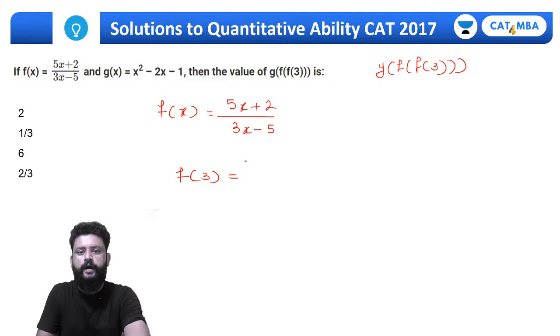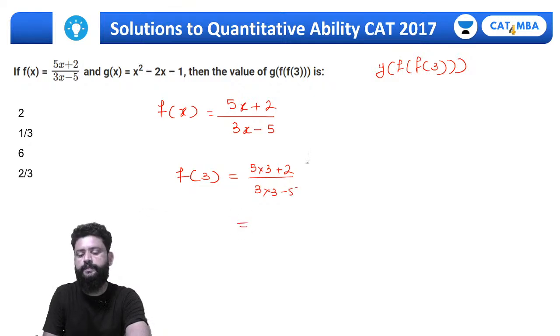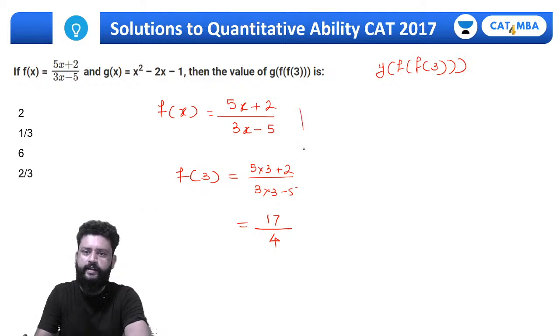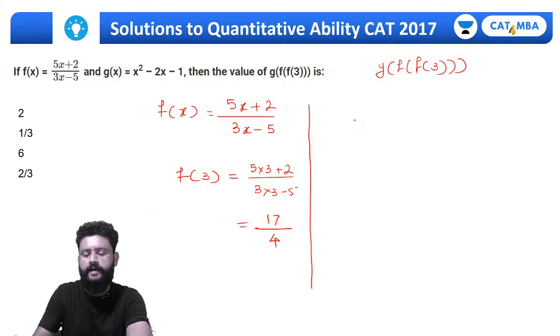Let's quickly do it. 5 into 3 plus 2 upon 3 into 3 minus 5, that comes out to be 15 plus 2. You can directly do it, that's not a big deal. 15 plus 2 is 17, and 17 divided by 3 into 3, 9 minus 5 is 4, so 17 by 4. Right? Now we have to calculate g of x, but that hasn't come in yet. I have only calculated f of 3.